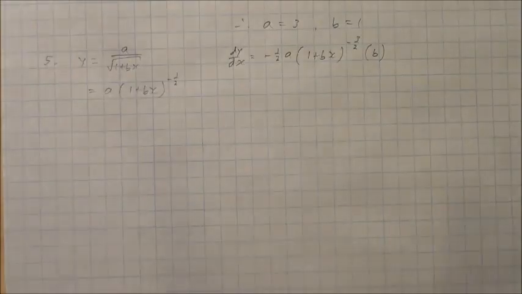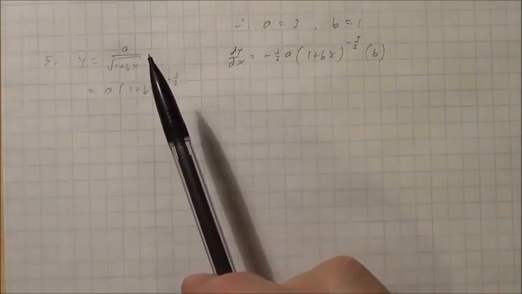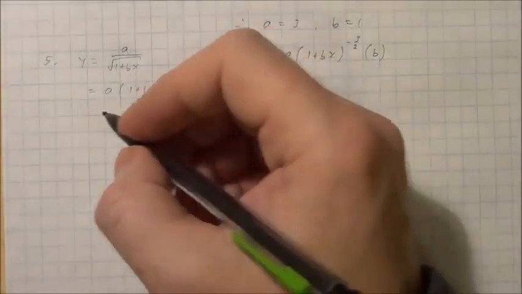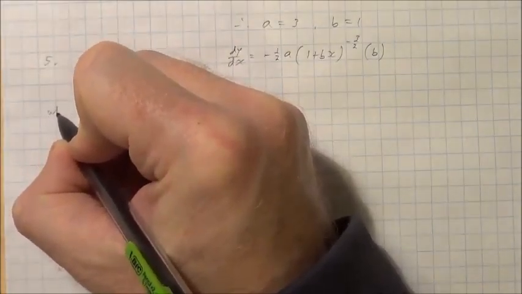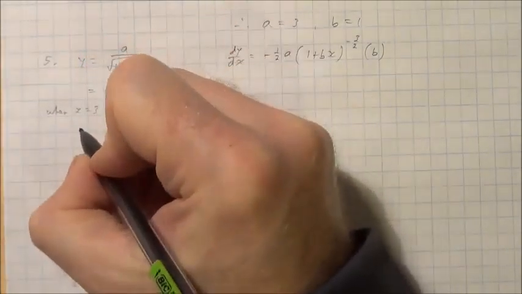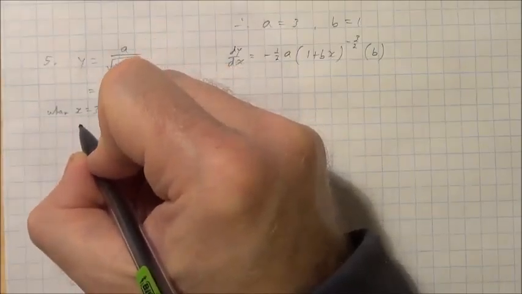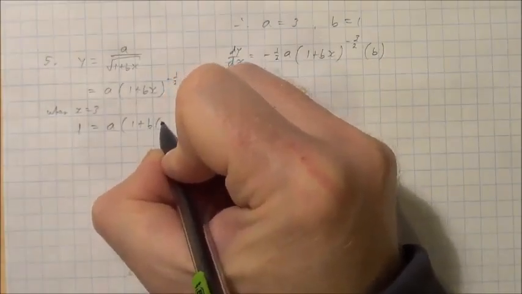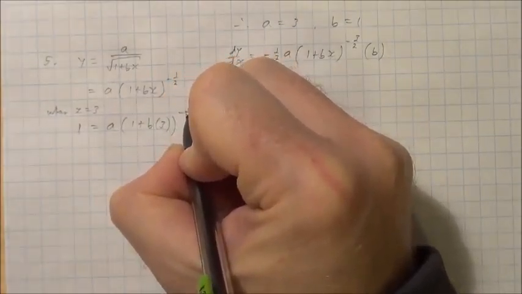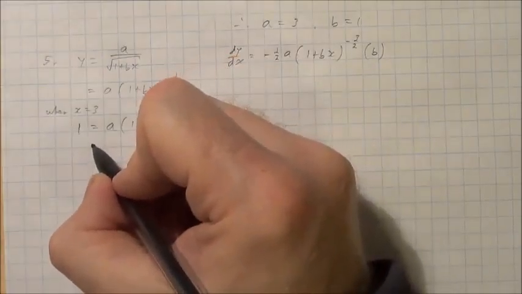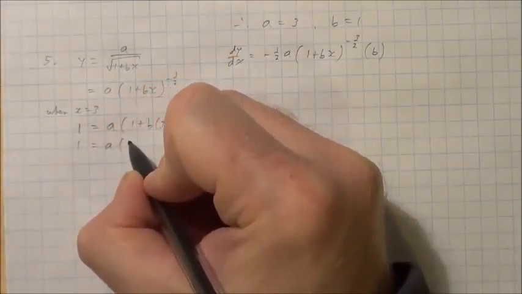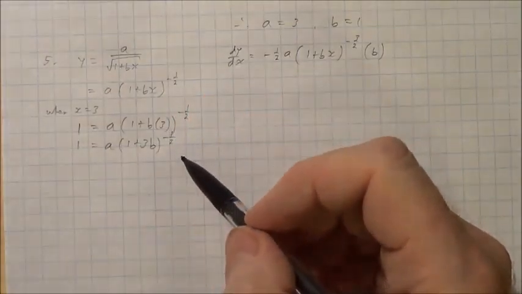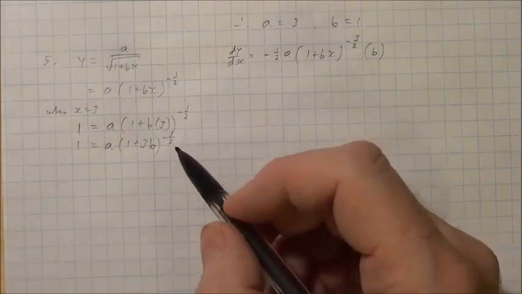So we were given that when x equals 3, that y equals 1. So we can set y equal to 1. So when x equals 3, we know that y equals 1. So 1 equals a quantity 1 plus b quantity 3 to the negative 1/2, which can then just be written as a quantity 1 plus 3b all to the negative 1/2.